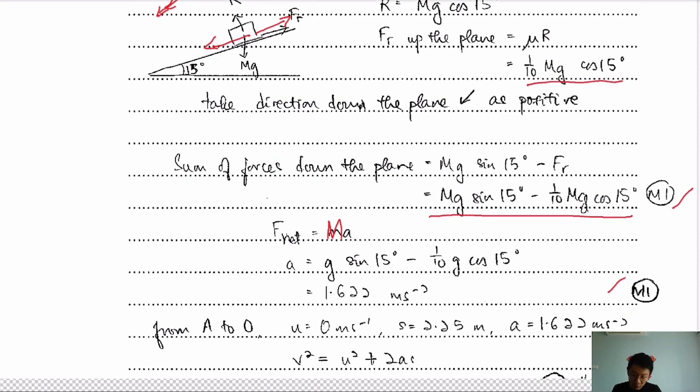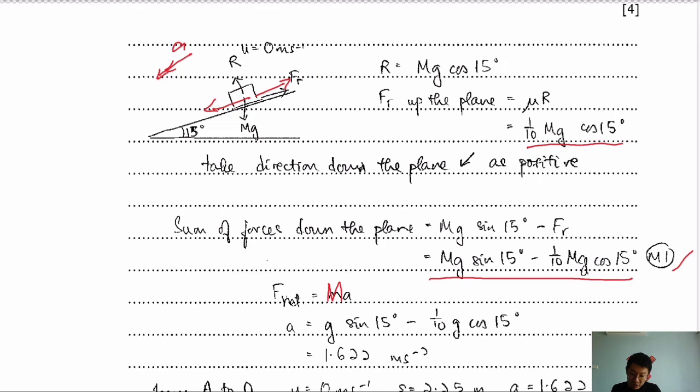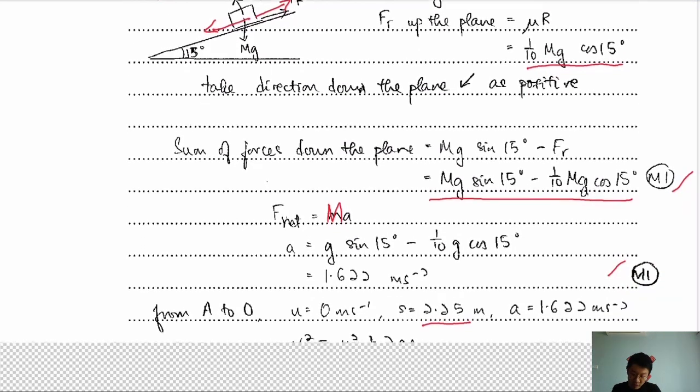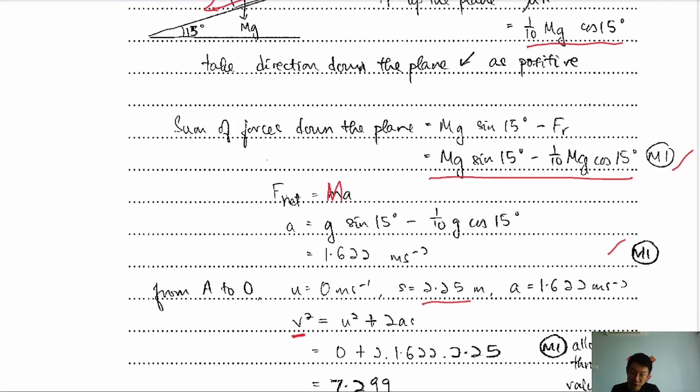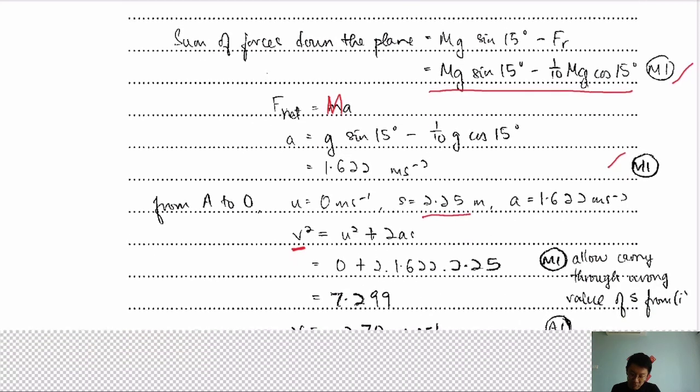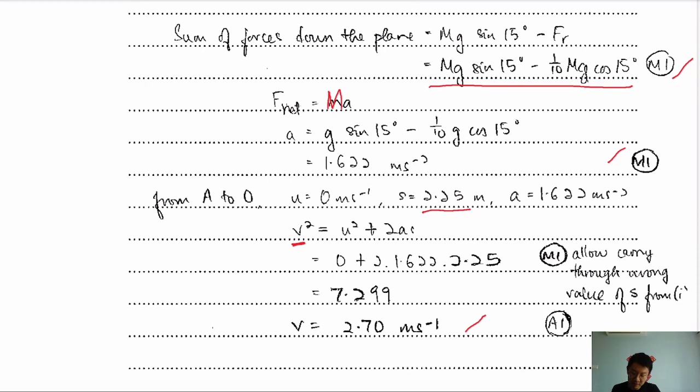So we already know, from A to O, the distance that it travels is 2.25 meter. With that, we are supposed to find out the velocity at the point O. So just use the same equation again, v squared equals u squared plus 2as, to find out the velocity. So we will get another mark from there. The mark before this is by substituting the values of the A and the S correctly.